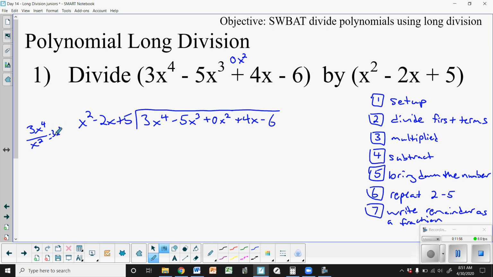So 3x squared has to go in the x squared column. We're going to notice that all of our terms in this column are going to be x squared. All of them in the columns will be x to the 4th, x to the 3rd, x, and the constant term. So let's write that in. So we write 3x squared.